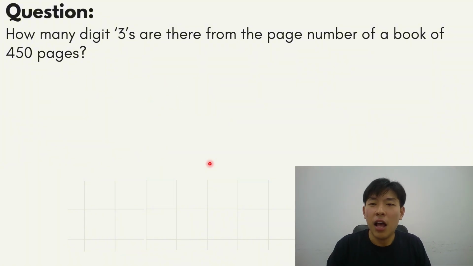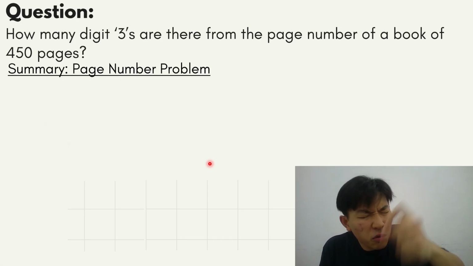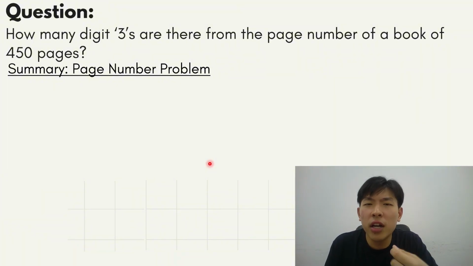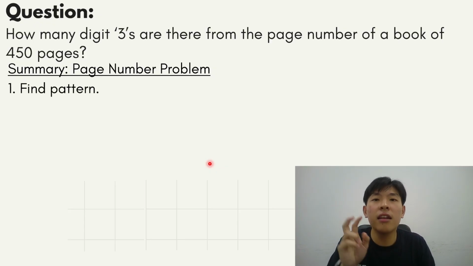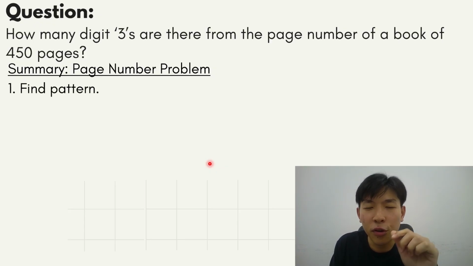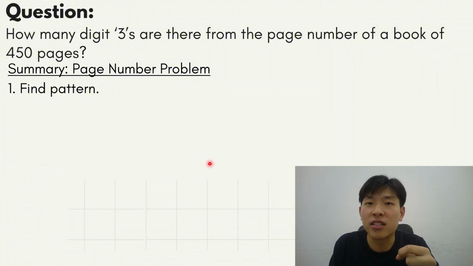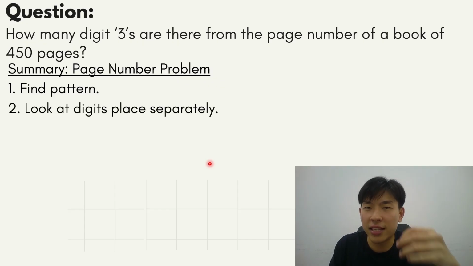Easy. So, let's do a very quick summary here. Now, first, we said that you don't want to list it all and then find and then count how many threes do I have. So, what did we do? Yes, we looked for pattern. We find the pattern. And next, what did we do? We looked for 1's place, 10's place, and 100's place. So, we look at the digits separately.